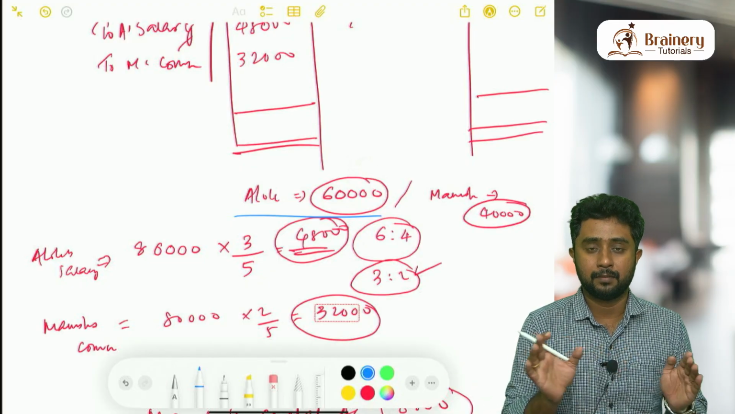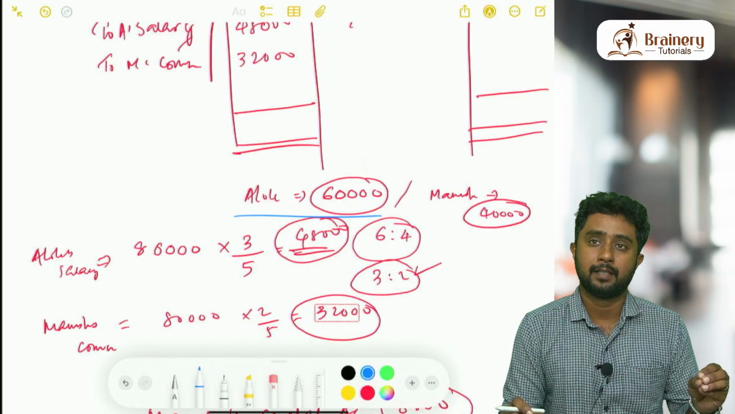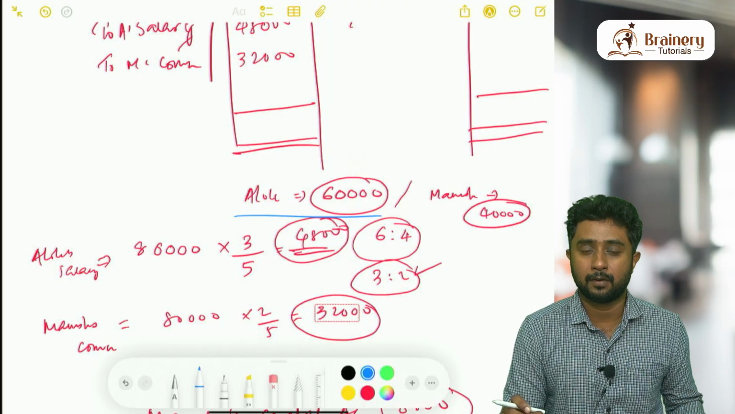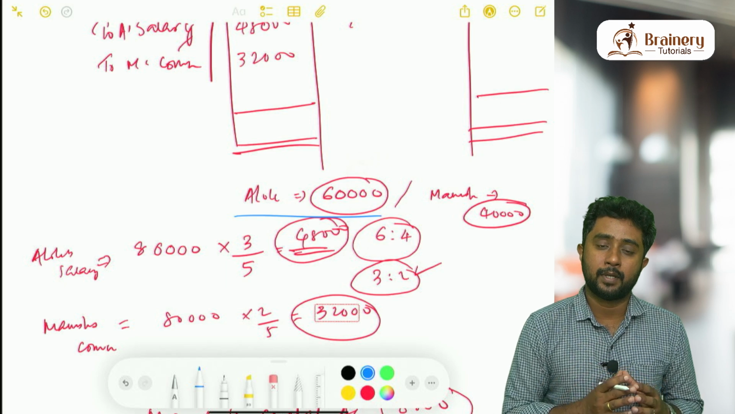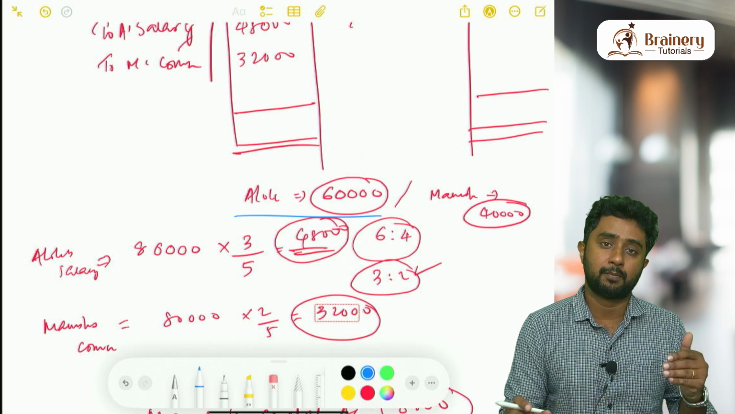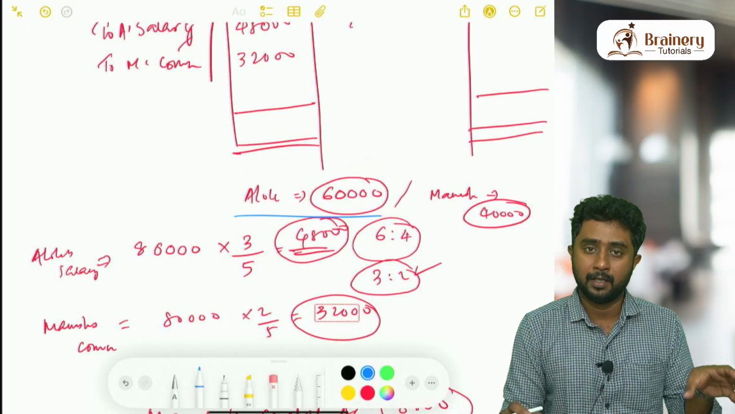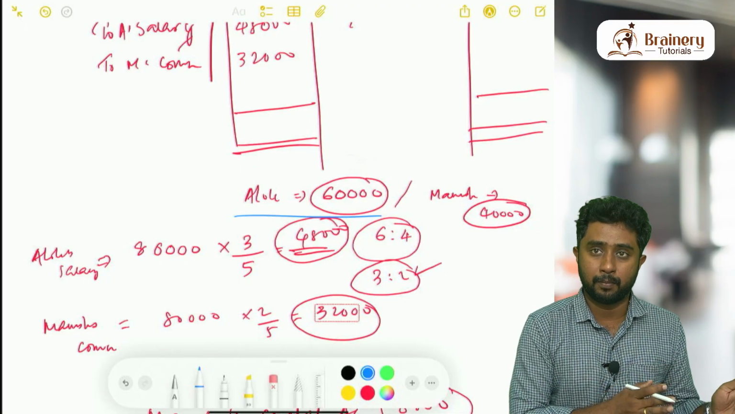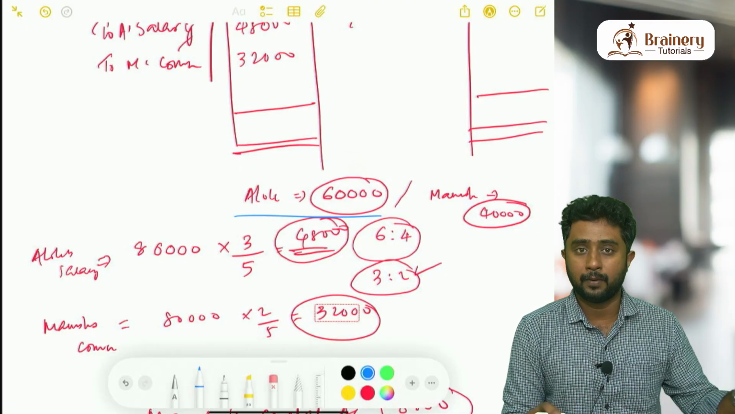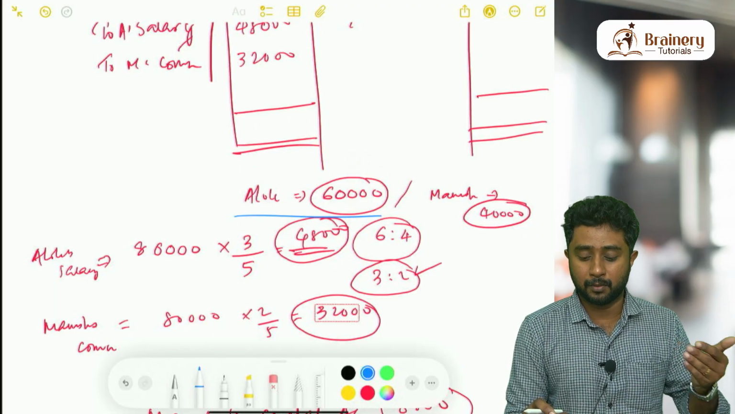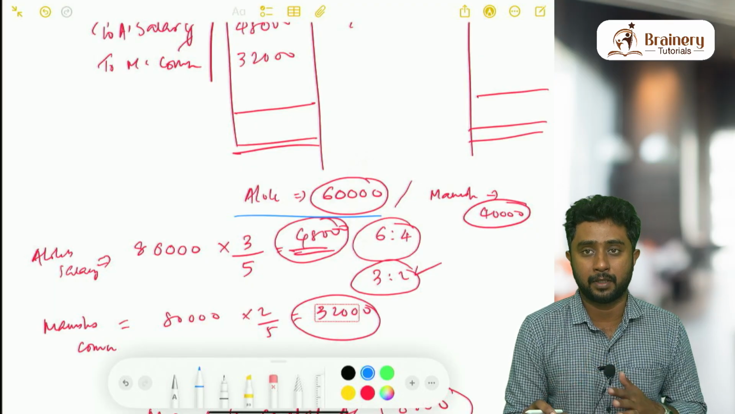So in simple terms, the things which we are writing as salary, commission to partner and all in the appropriation account, those amounts are called appropriations. These appropriations can be done only if there is profit. Here profit is not sufficient, so we have taken each partner's appropriations total. Alok is supposed to receive only one amount from the firm, that is 60,000. Manish is supposed to receive only one amount from the firm, that is 40,000.